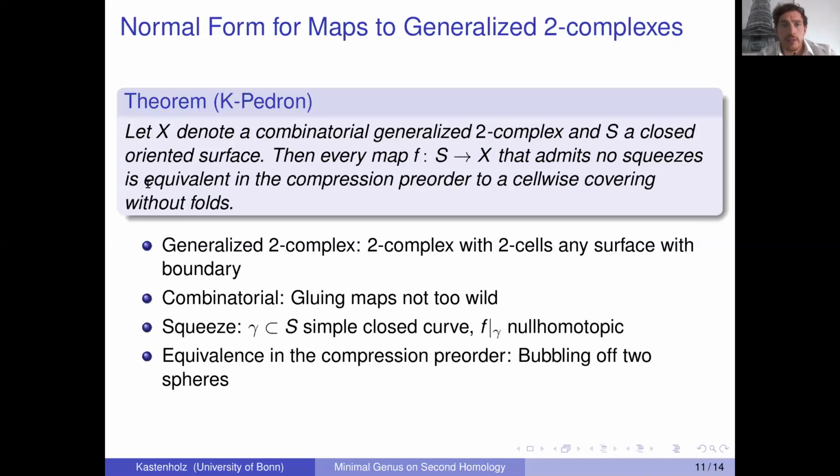And then it says that such a map is equivalent in the compression pre-order, where being equivalent in the compression pre-order means that we can replace our map by a homotopic map. And we can also bubble off spheres, where by bubbling off spheres, I mean performing surgery at a contractible curve.